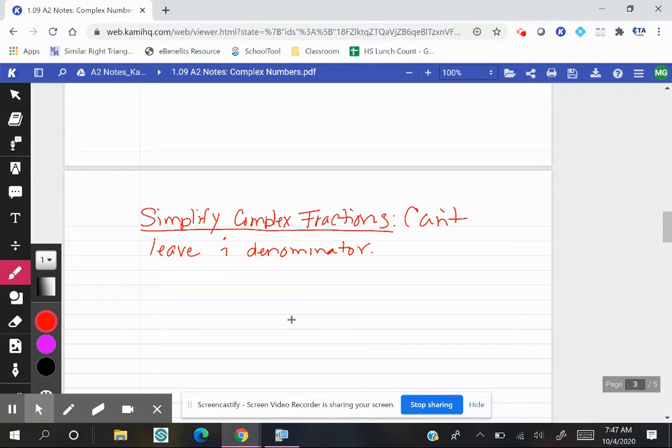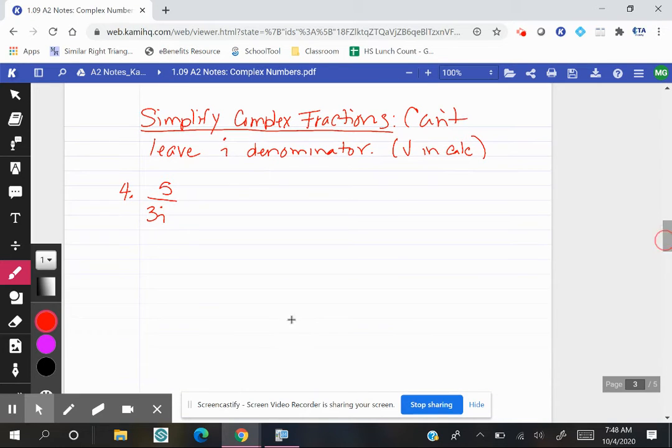Also note that most of these can be checked in your calculator as well. So check in calc as well. Okay, sometimes it will be hard to check it in your calculator, but most of the time you can. So number 4, 5 over 3i. So pretty basic here. We just have a fraction. The only issue, it's all reduced, the only issue is that there's this i in the denominator.